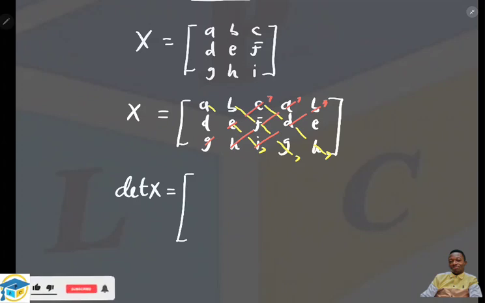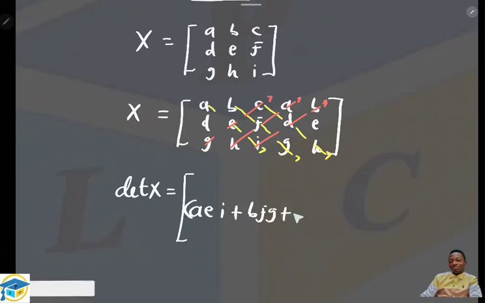So we're going to say that we'll find the sum of the products of the downward diagonals, and the sum of the products of the upward diagonals. We take the difference between the two, and we get the determinant of a 3 by 3 matrix. So we'll say that we have A, E, I plus B, F, G plus C, D, and H.